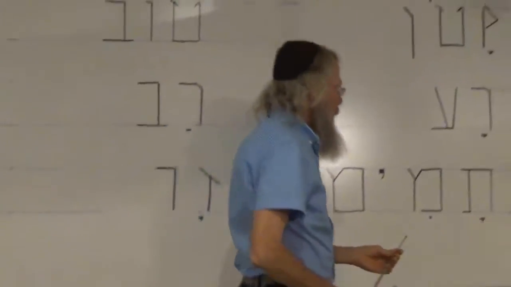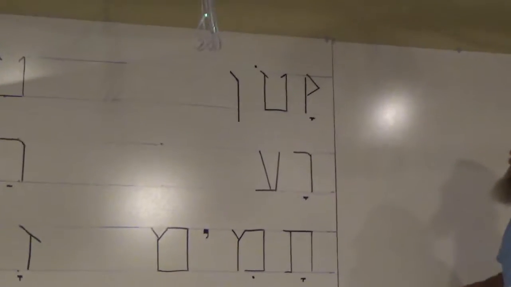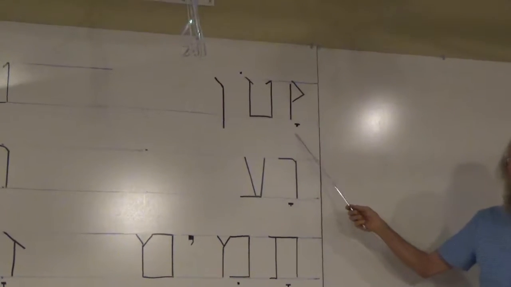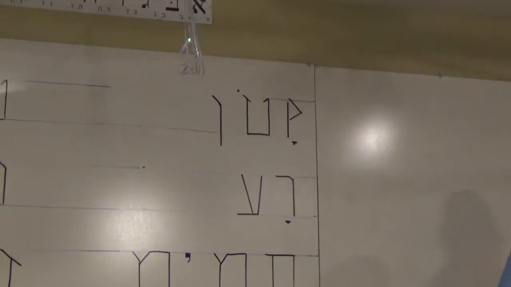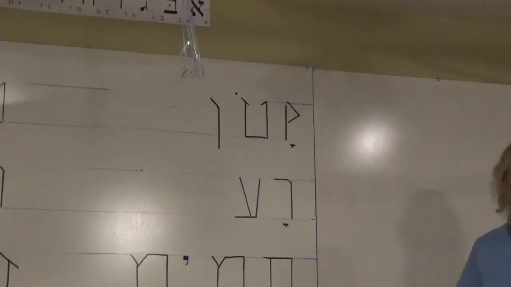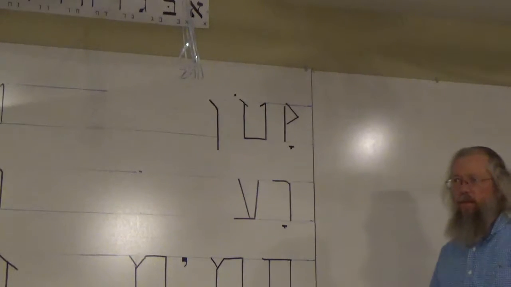Okay, so let's do our words here. Okay, so first word, who's got it? 1, 2, 3, 4. Okay, so we'll go with Nora first. Katon. Everybody say katon. Katon.